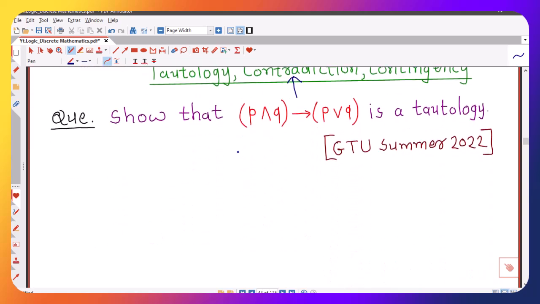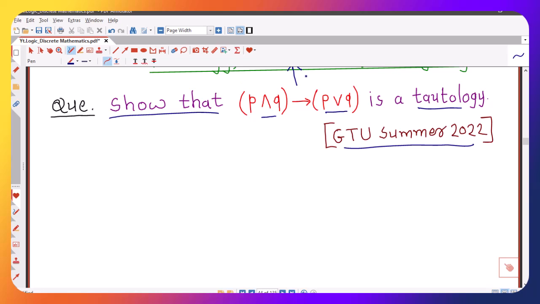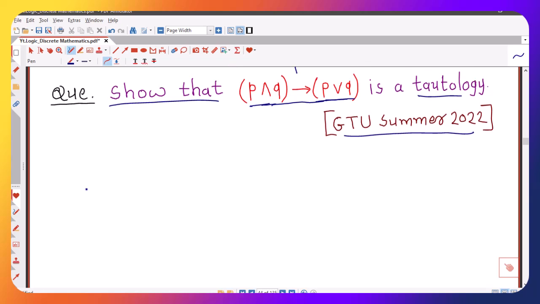So with this in mind, we try to answer this question on tautology which was asked in the GTU Summer 2022 exam. Here we have to show that this conditional statement, P and Q implies P or Q, is a tautology, and we know that to prove that this compound proposition is a tautology, we can use a truth table. We can prepare the truth table and then we will see the column corresponding to this implication, and if all the values in that column have truth value true, then this becomes a tautology.